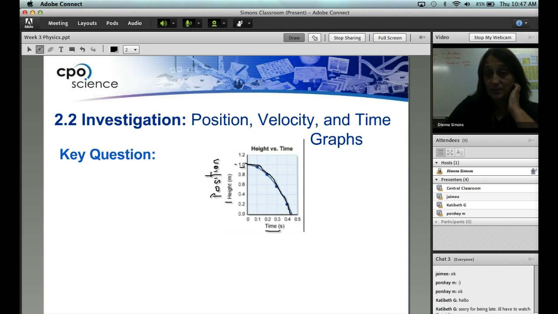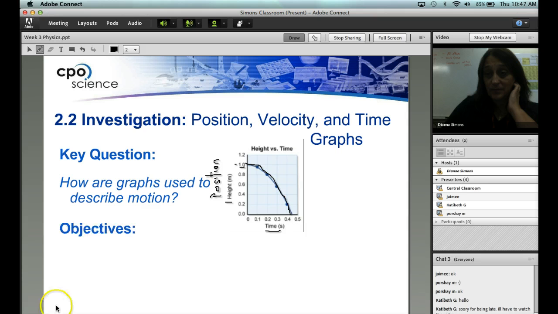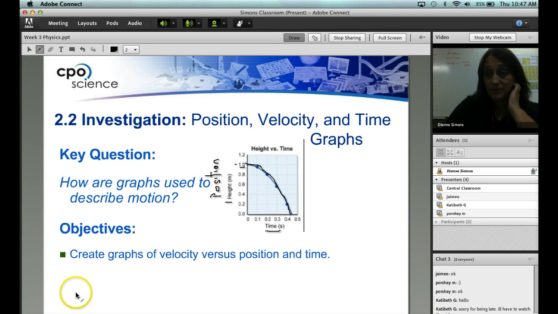So the key question here is, how are graphs used to describe motion? So we're going to create graphs of velocity versus position.